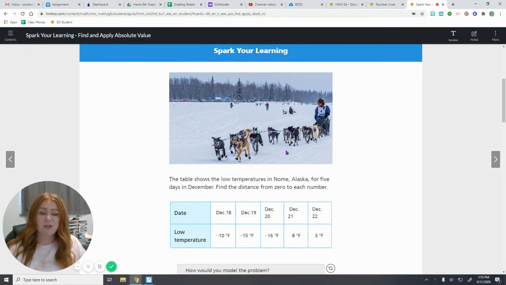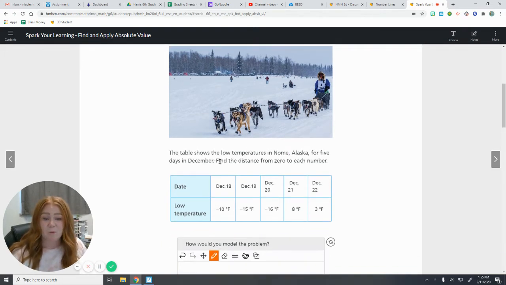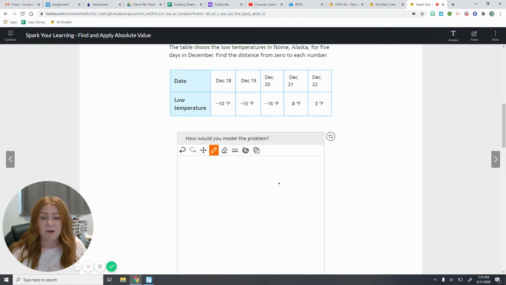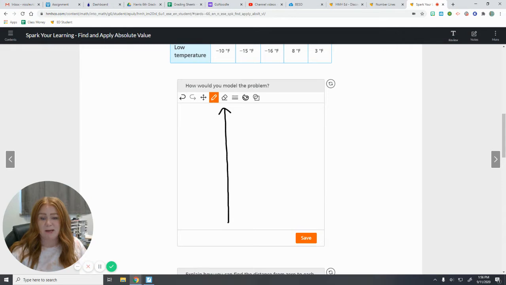So this table here shows low temperatures in Nome, Alaska for 5 days in December. We want to find the distance from zero to get to each of these temperatures. So I could model this problem, and whenever I'm talking about positive and negative numbers, I always like to use a number line. I can also think of it as a thermometer. So I'm going to go ahead and draw my number line here and get 0 on there.